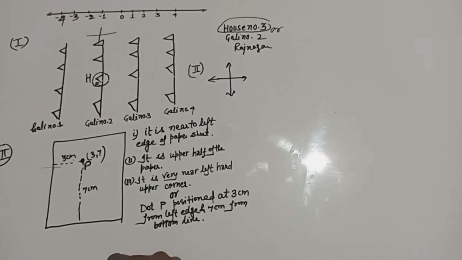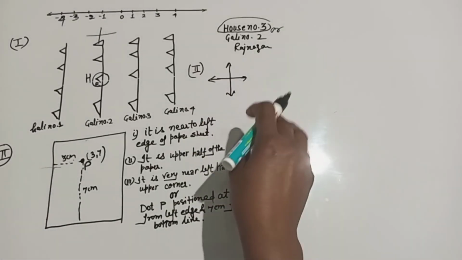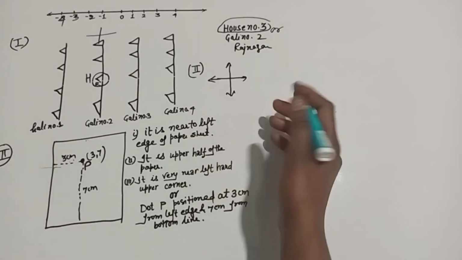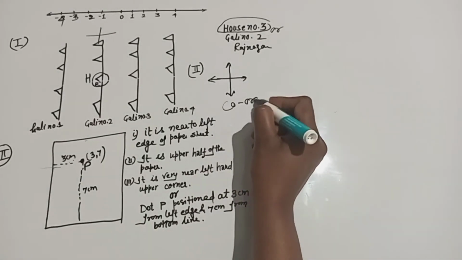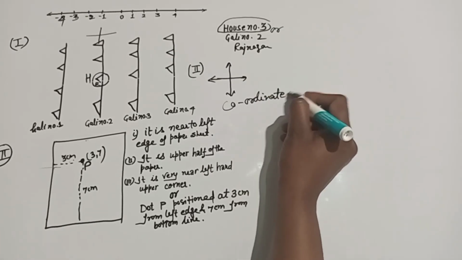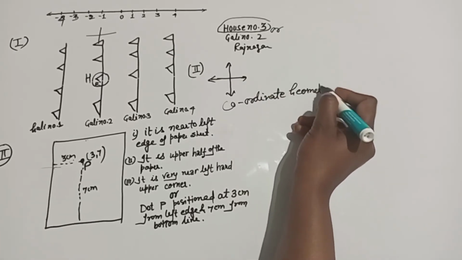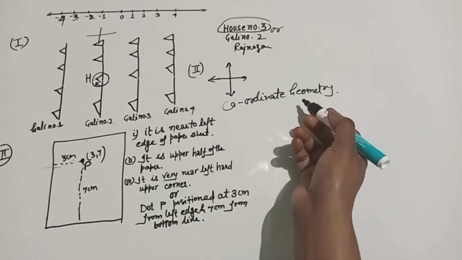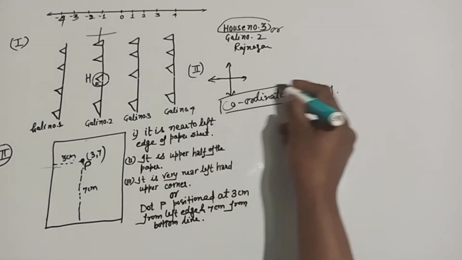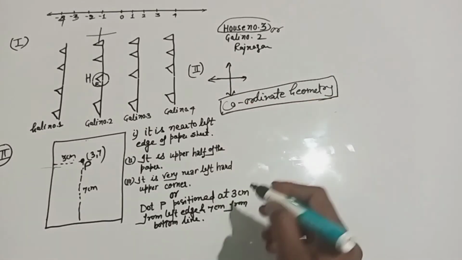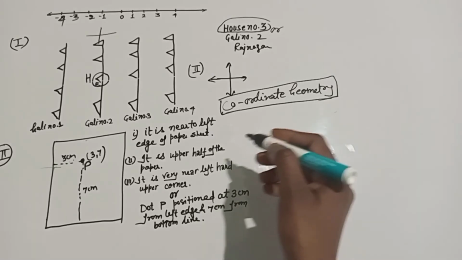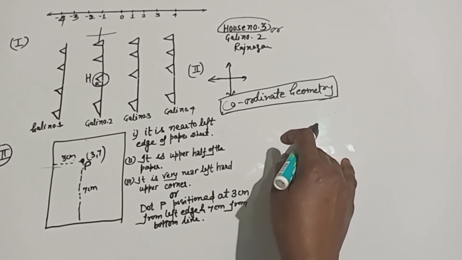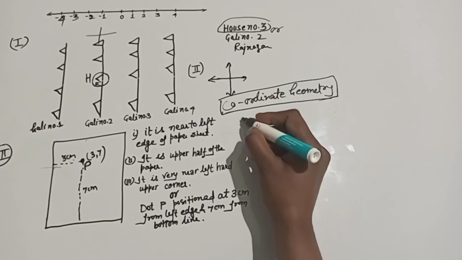This study was initially developed by a French philosopher. This branch of mathematics is coordinate geometry. In coordinate geometry we study the position of any number or object through two perpendicular lines. So this study was initially developed by a French philosopher.